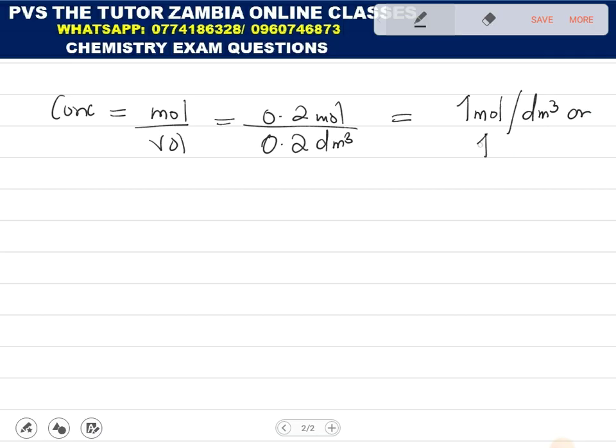Or you can just say 1 molar. Then you'll still be doing the correct thing. So that's how you can find the concentration. Okay? And we're done.